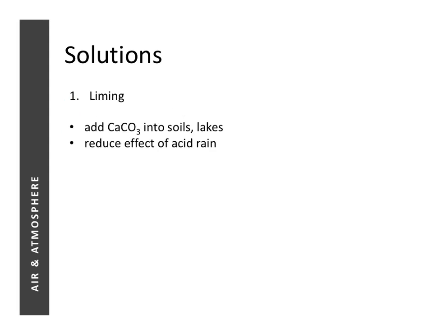So the first method that we're going to look at is liming. What we do for liming is that we add calcium carbonate into soils and lakes to reduce the effect of acid rain. Now, why would this work? It's because calcium carbonate is a carbonate. I know it sounds stupid, but yes, calcium carbonate is a carbonate, and all carbonates can react with acids to form your salt, carbon dioxide, and water.